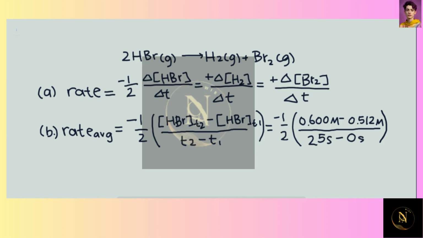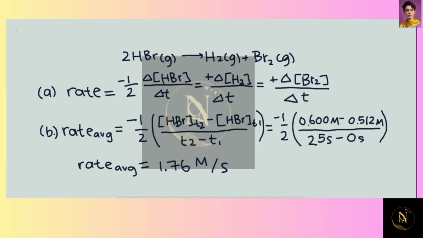And so now if you were to go through and multiply everything out, you would get a rate average equal to 1.76 molarity per second. So that would be the rate for this reaction.